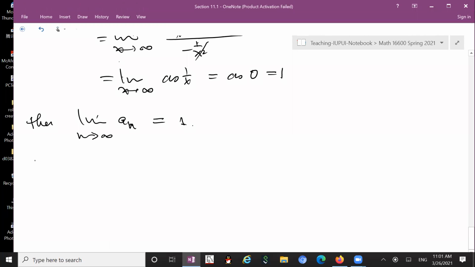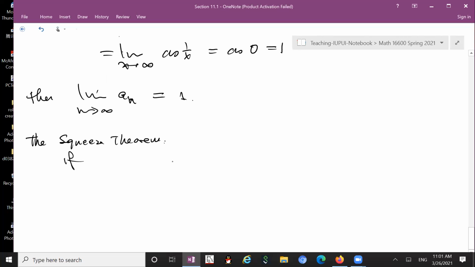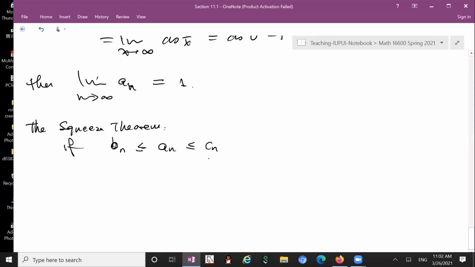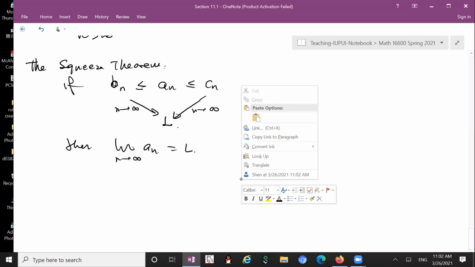Another important theorem we can use is called the squeeze theorem, sometimes called the sandwich theorem. If the sequence a_n is between two sequences, but those two sequences are very nice, they both approach the same number L as n approaches infinity, then the one in the middle also approaches that number. That's obvious, right?